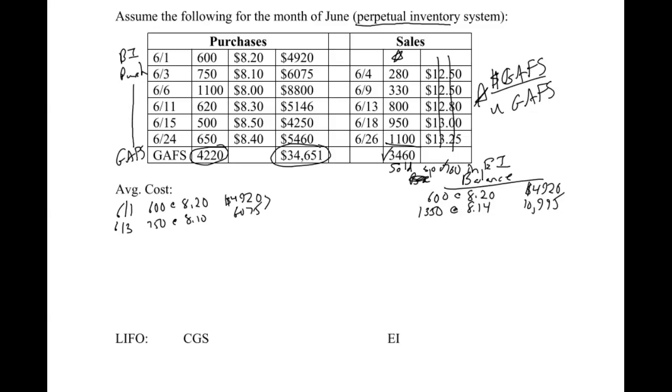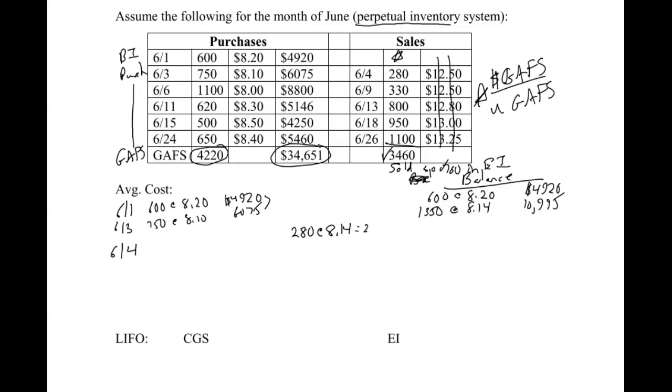Now on June 4th, we have a sale. I'll put those over here. We sold 280, and our cost at this point is $8.14. So we sold 280 at $8.14.